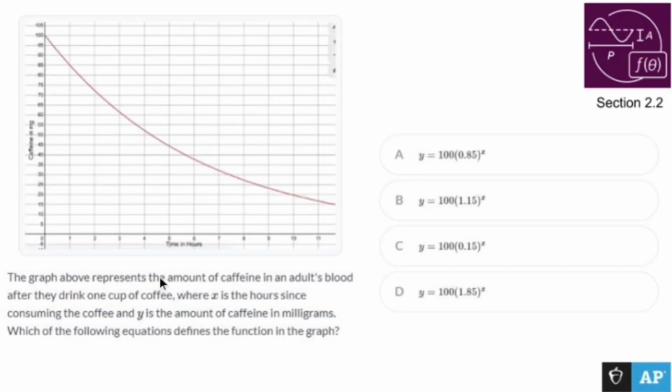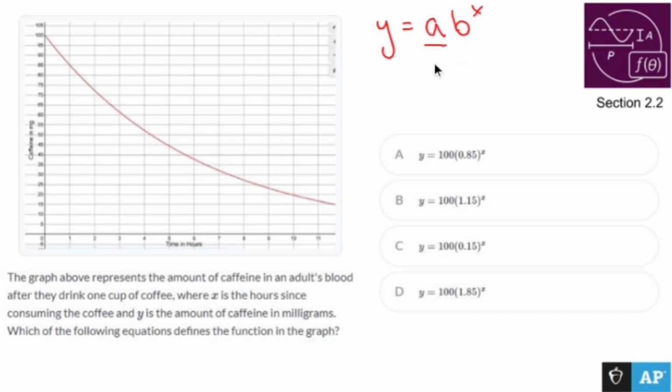The graph above represents the amount of caffeine in an adult's blood after they drink 1 cup of coffee, where x is the hours since consuming the coffee and y is the amount of caffeine in milligrams. So hours, milligrams, great. Which of the following equations defines the function in the graph? Without doing too much, it appears that at 0, I have 100. Okay, so first things first, if you're looking at an equation like this, which is what I have.